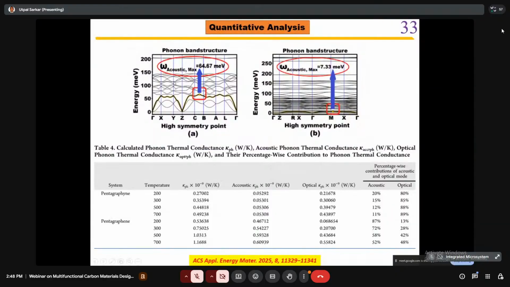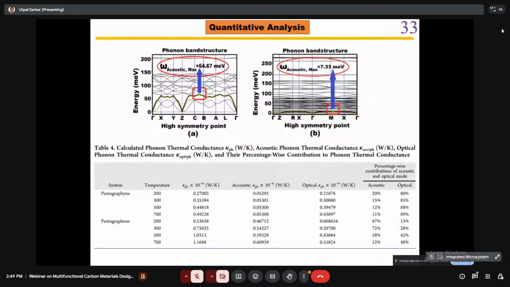Whereas here you see this is an acoustic mode. Here the group velocity is not flat, and there exists some group velocity for these phonons even in the low energy region. This is a high energy region. Even in the low energy region, they contribute to the thermal transport because they have a non-zero group velocity, and the phonons are not confined in particular positions.